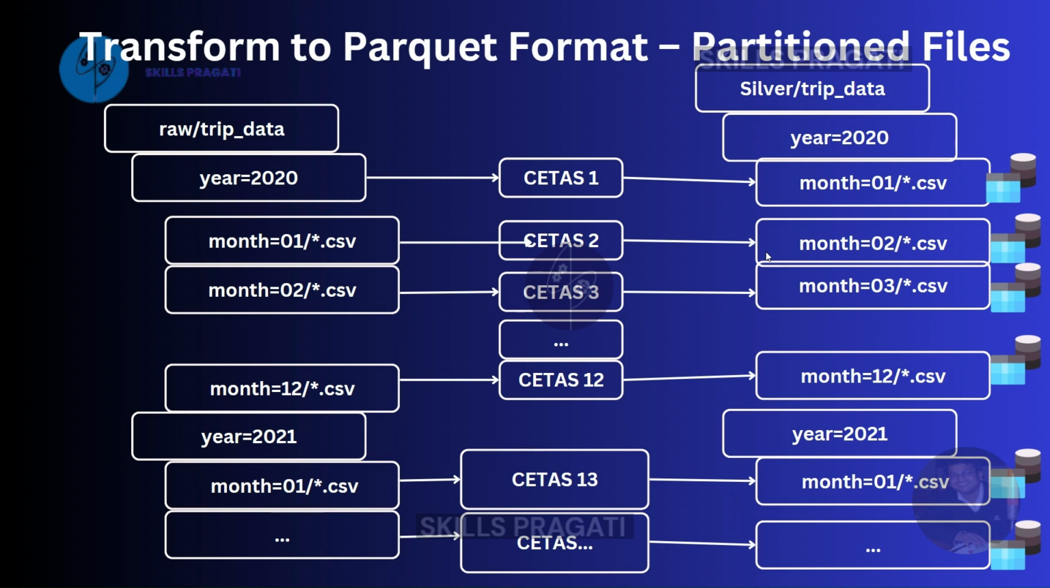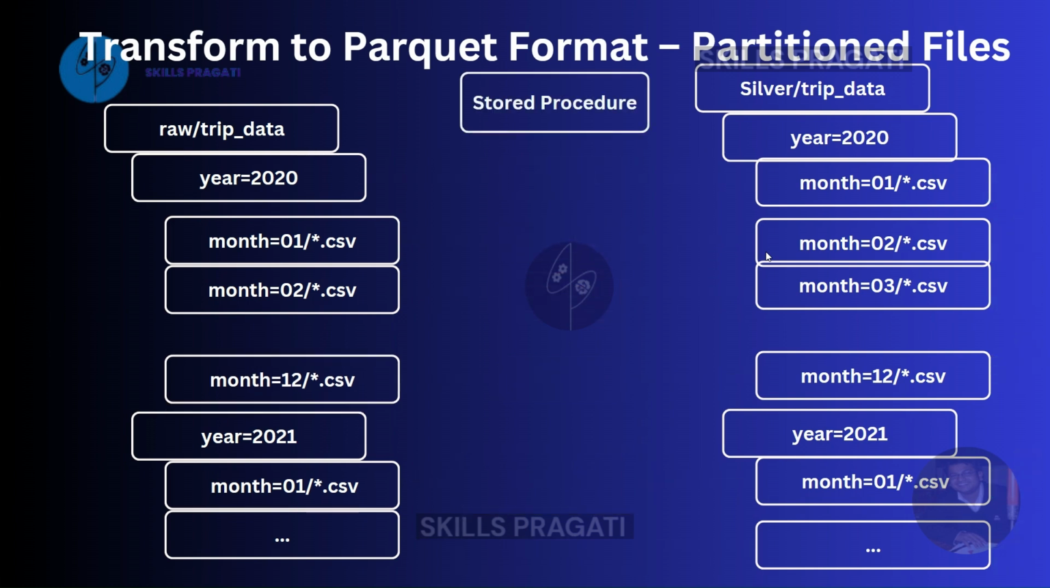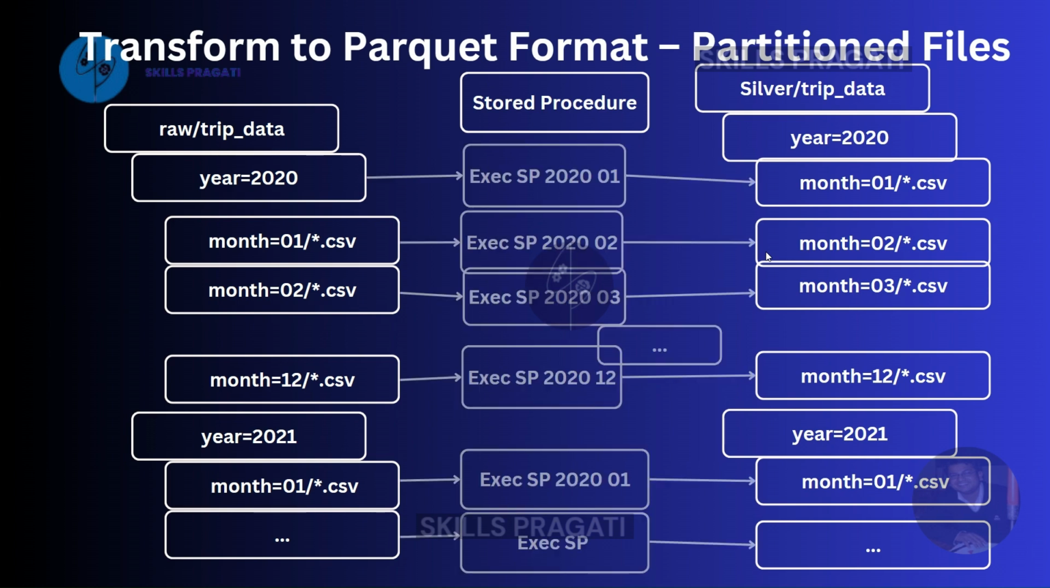This is where stored procedures can help. As you know, we can write reusable code using stored procedures. We can write a stored procedure to accept the input parameters of the partition columns, year and month, and perform CETAS operations for the provided year and month. We can then call this stored procedure with the required parameters in a loop. We will execute the stored procedure using the exec command in this session, but this can be done using Synapse pipelines in production scenarios. I'll demonstrate that in a later session.